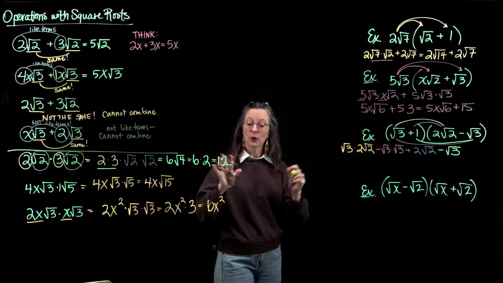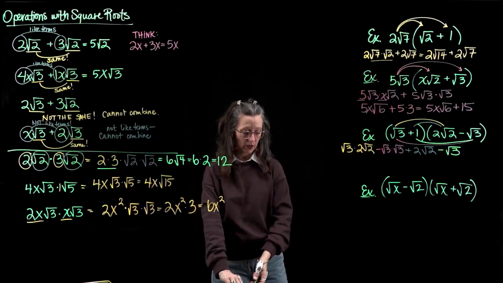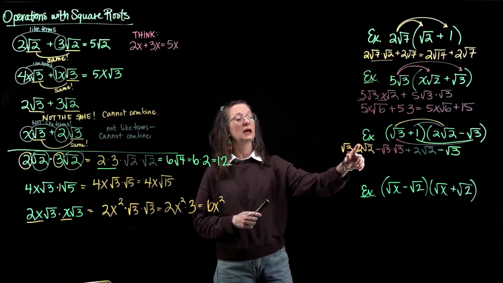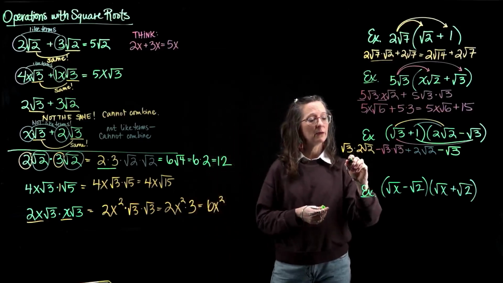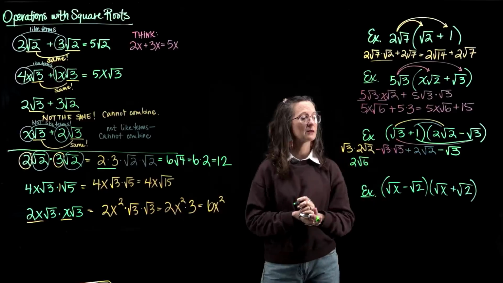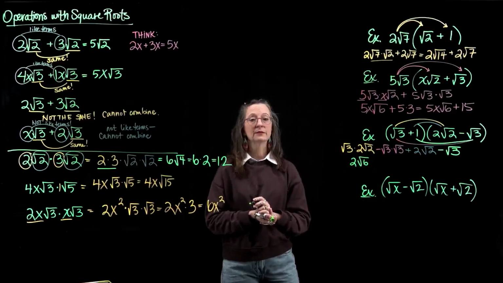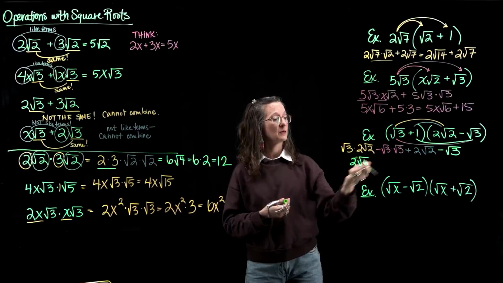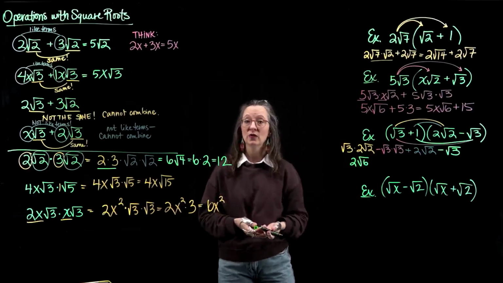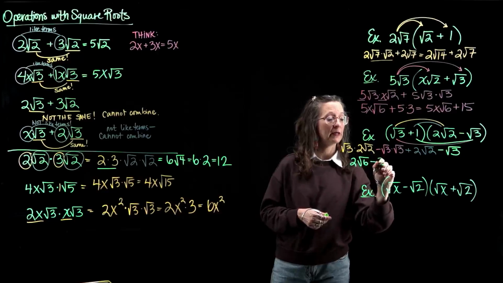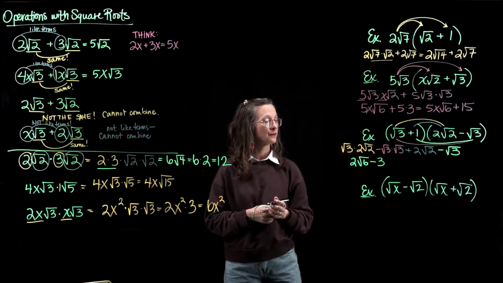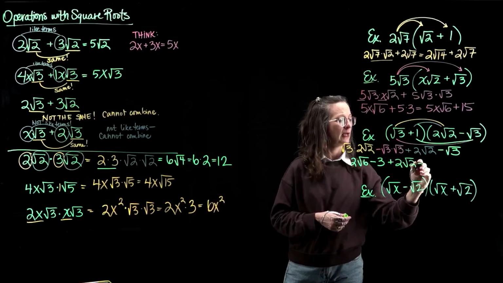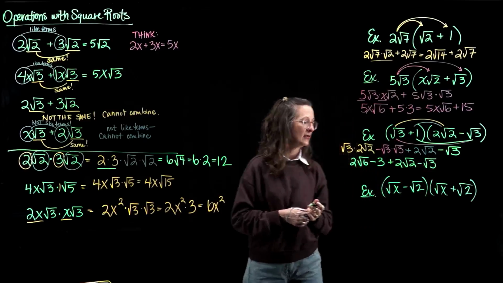All right, so we did our FOIL piece. Now we just need to do some cleanup work to finish the problem. So I have square root of 3 times 2 square root of 2. I'm going to rewrite that as 2 square root of 6. Next, I have minus square root of 3 times square root of 3. This would be minus square root of 9 or just 3. Then a 2 square root of 2 and minus square root of 3.